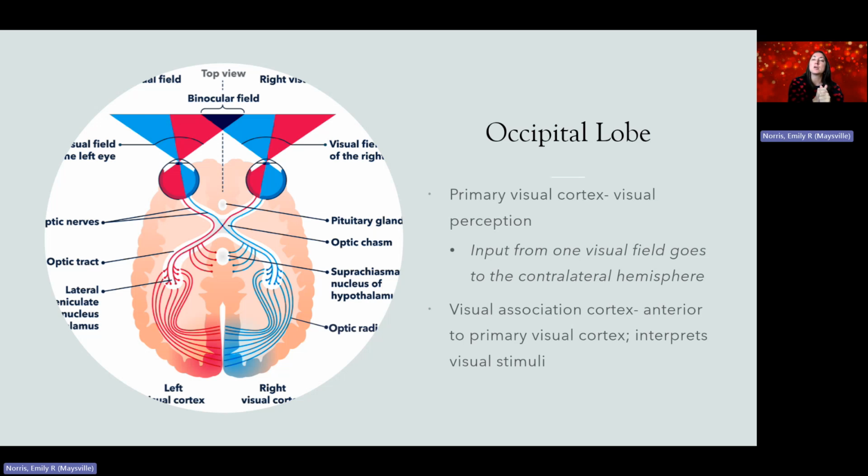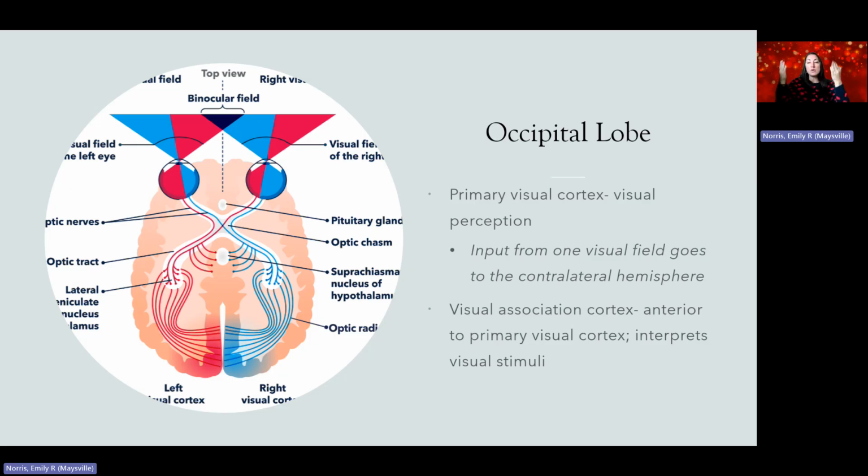All right, with our occipital lobe, we think occipital, we always think vision. So the primary visual cortex is where visual perception happens. Of course, the visual association cortex is in front of it, and that's where visual stimuli is actually interpreted. Again, the association cortex is where our stimuli is interpreted.